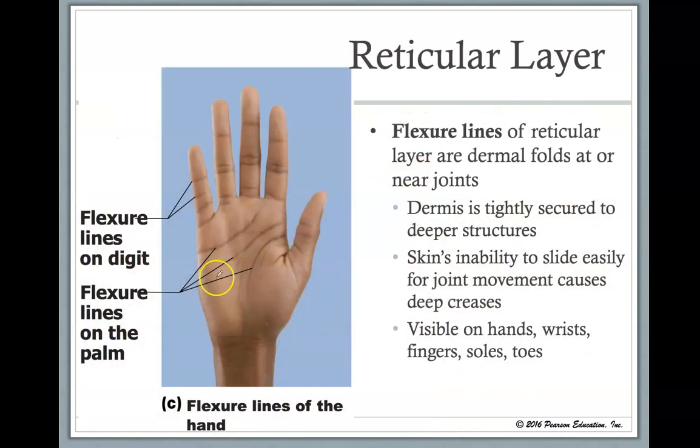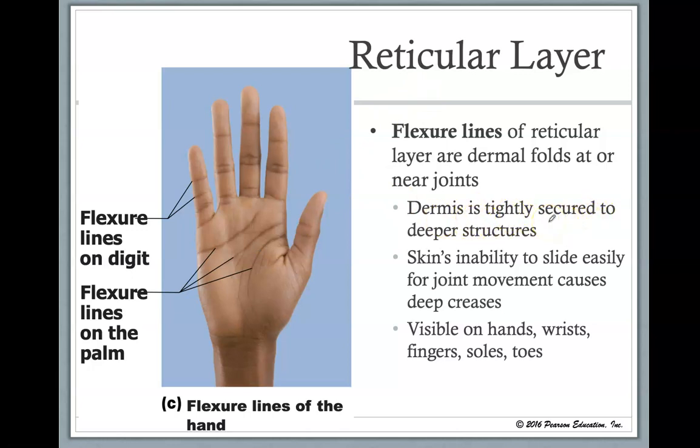Okay, so again, in the reticular layer, you end up getting these flexure lines here. And I know you guys have all seen these on your hands, where you end up having kind of folds at certain joints, okay? And so this helps in terms of giving you more mobility around that joint. Without this flexure line, so again, the dermis, and I should explain what it is.